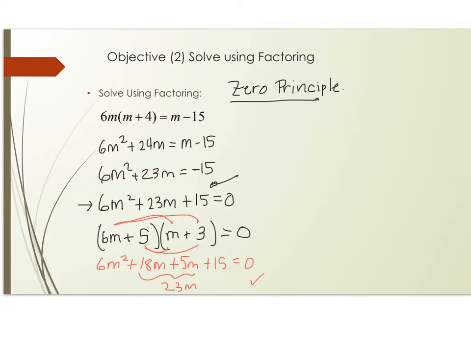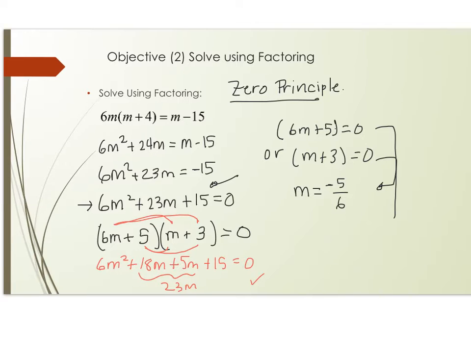So now we have two factors. We have 6m plus 5 is equal to 0, or m plus 3 is equal to 0. So this ends up being m is equal to negative 5/6, and this is m is equal to negative 3. So there's our answers for this problem.